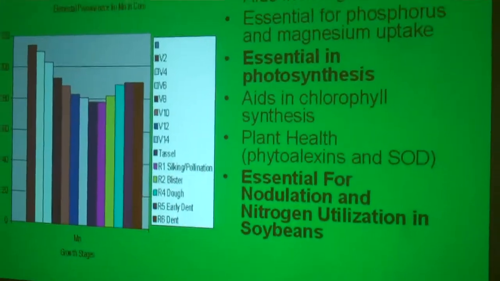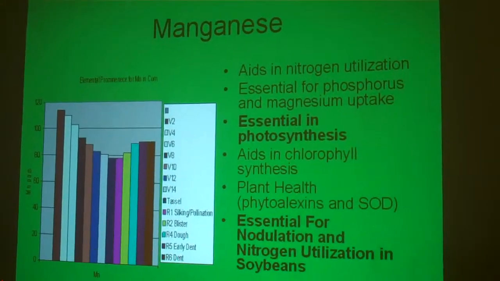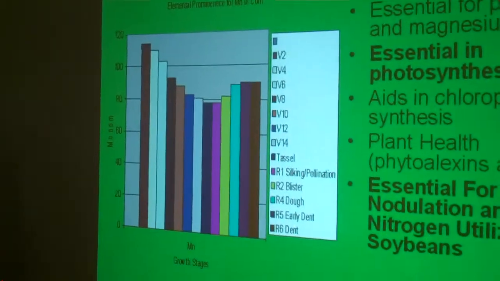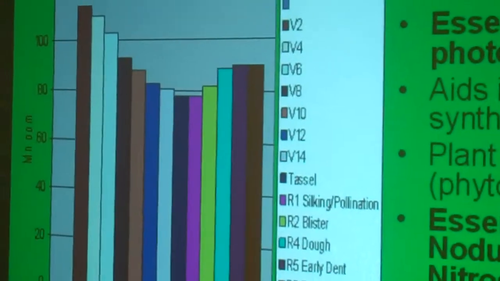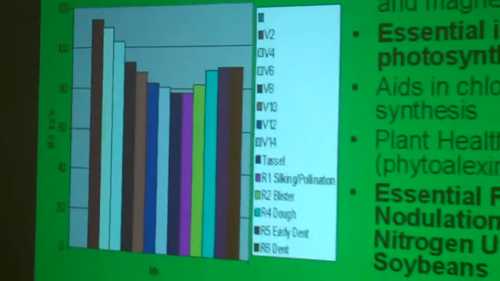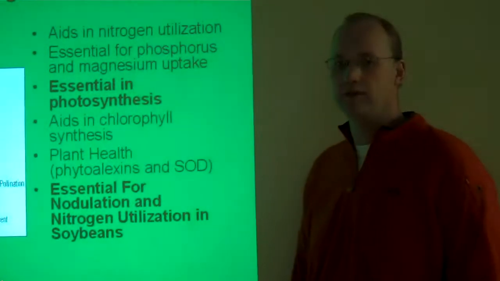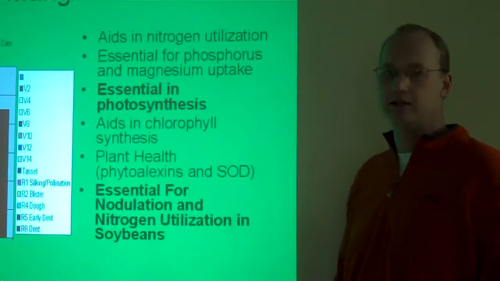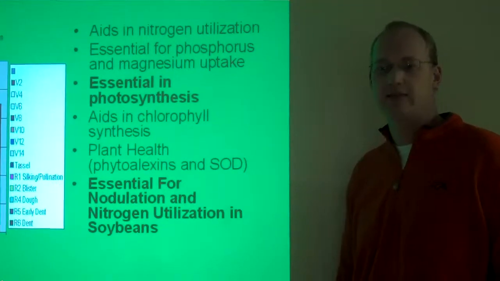Manganese. Looking here at that demand curve, it kind of starts out strong and ends strong as well. Another good micronutrient that we need to keep an eye on, Brad. And a couple things on manganese. What does it do in a corn plant? Basically, manganese helps the plant utilize other nutrients more efficiently. You can see here it is essential for the more efficient use of nitrogen as well as phosphorus and magnesium.